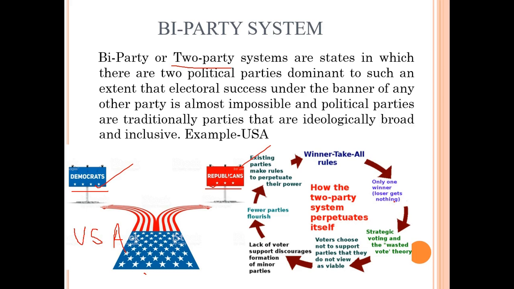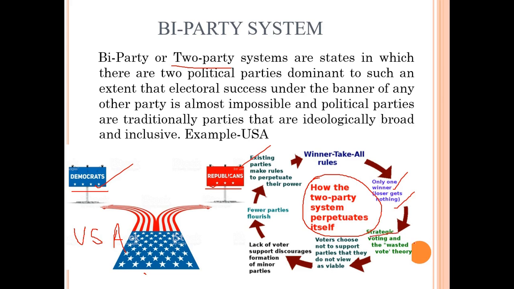So, winner take all rules. Existing parties make rules to perpetuate their power. How does the two-party system perpetuate itself? We are going to discuss this. Winner take all rules: only one winner, and they will get all the power. The loser gets nothing.